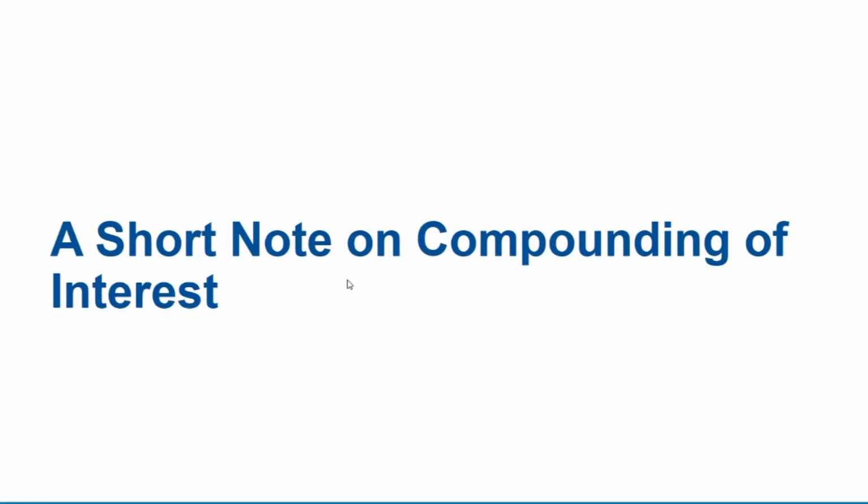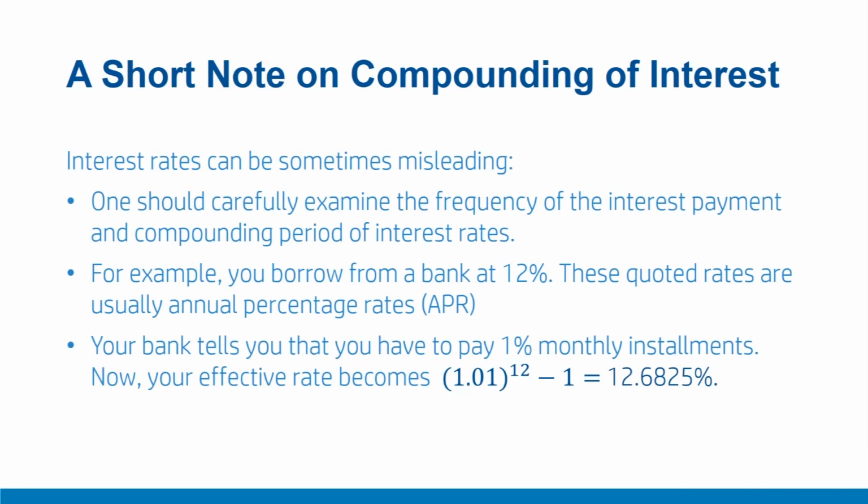A short note on compounding of interest. In this video, we'll discuss the effect of compounding on interest rates. Interest rates can sometimes be misleading. One should carefully examine the frequency of the interest payment and compounding period of interest rates. For example, you borrow from a bank at 12%. These quoted rates are usually annual percentage rates, or APR. However, in a short while, you'll observe that these are not effective rates.